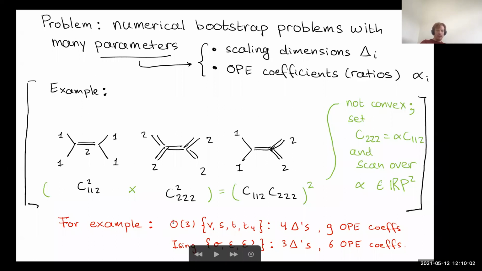So for example, here are 2 interesting problems that one can try to attack that might be interesting for various physical reasons. The O3 model with not just the vector, the scalar, and the tensor, but also a 4-index tensor. Then you get 4 deltas, obviously, but you also get 9 OPE coefficients. Similarly, for Ising, if you want to do analysis involving sigma, epsilon, and epsilon prime, you have the 3 deltas, but you will find that you have 6 OPE coefficients. So these are big spaces.